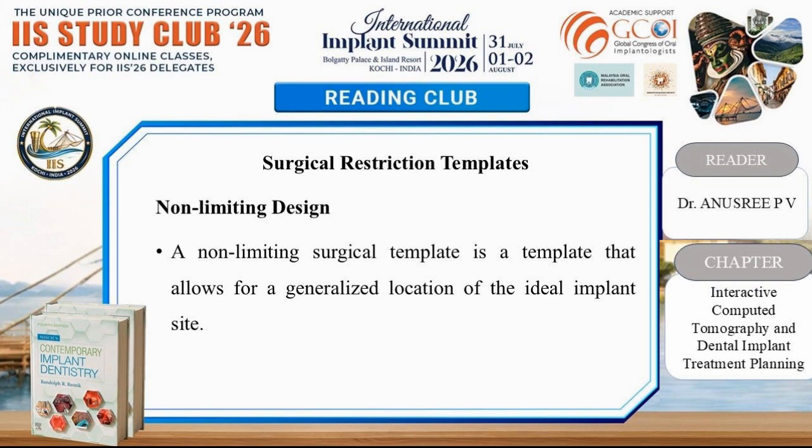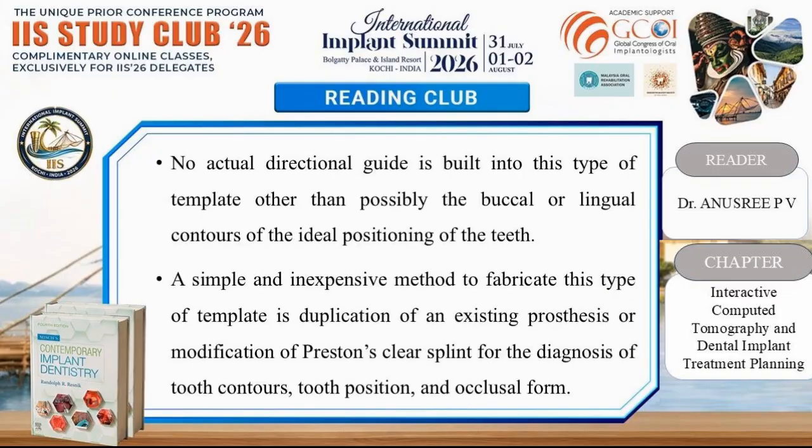Moving to surgical restriction templates. First one is a non-limiting design. A non-limiting surgical template is a template that allows for a generalized location of the ideal implant site. No actual directional guide is built into this type of template other than possibly the buccal or lingual contour of the ideal positioning of the teeth. A simple and inexpensive method to fabricate this type of template is duplication of an existing process or modification of Preston's clear splint for the diagnosis of tooth contour, tooth position, and occlusal form.